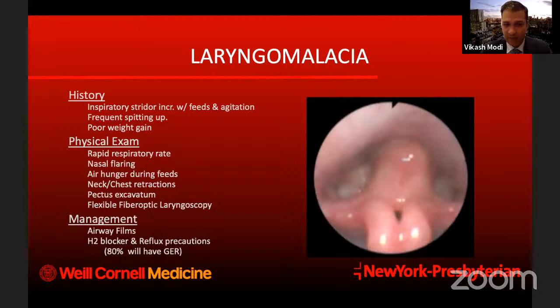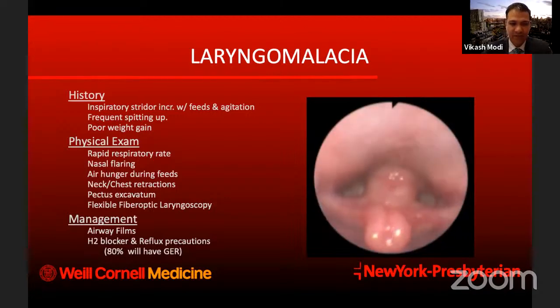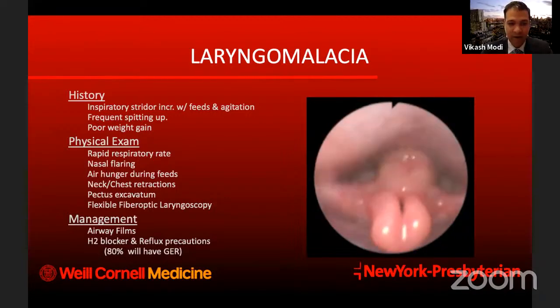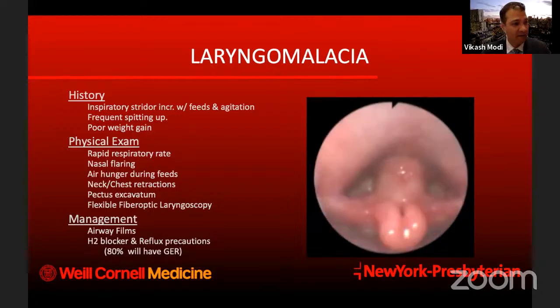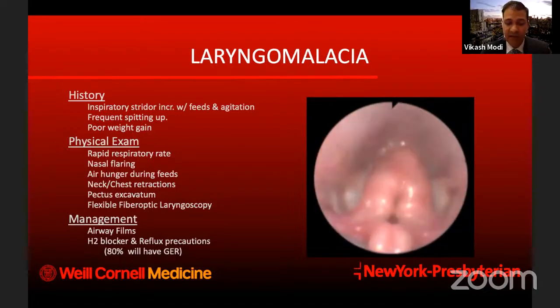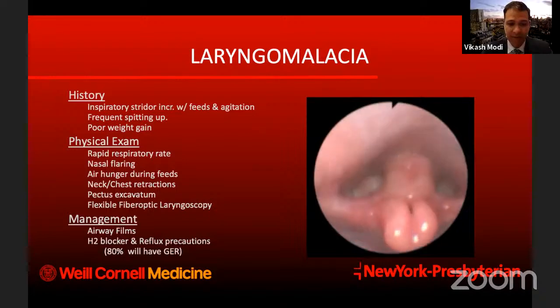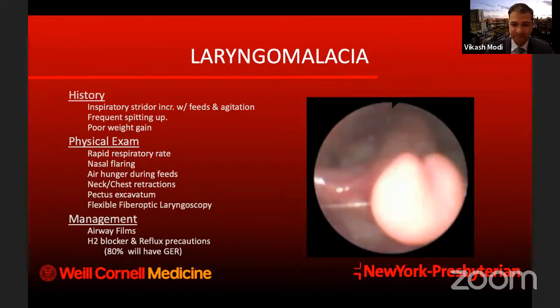These kids, we want to do a flexible scope exam. We used to get airway films. I don't anymore, but we also used to put children on proton pump inhibitors, but now we found that can lead to bone issues later in life, so we put them now on an H2 blocker and reflux precautions.